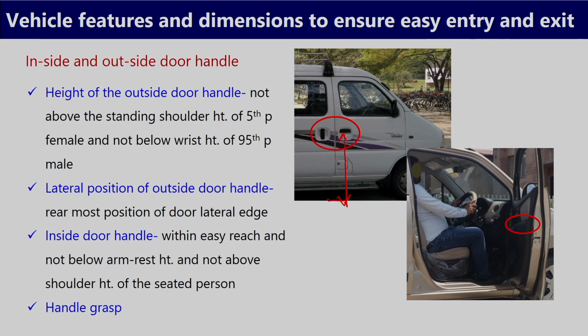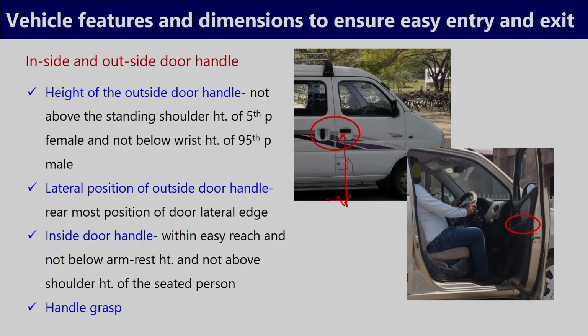The height should be such that all the driver population, starting from the 5th percentile body dimension to the 95th percentile body dimension, can easily access the handle and be able to open it. One is the anthropometric dimension, at the same time the force capability to open the door. So, obviously the required pulling force should be at 5th percentile or less for opening the door.